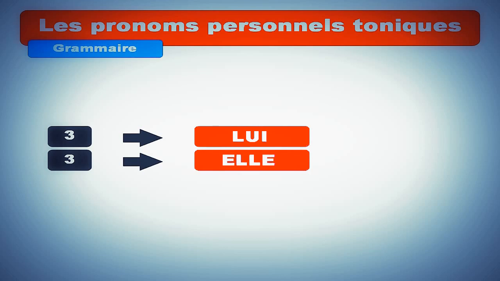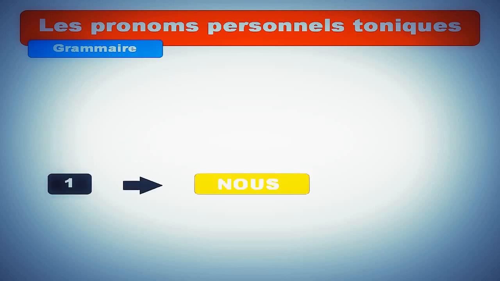And then for the feminine form, it's quite easy because it's the same as les pronoms personnels sujets. It's elle. Feminine form, elle. Repeat. Elle. Alright. And then you've got nous.